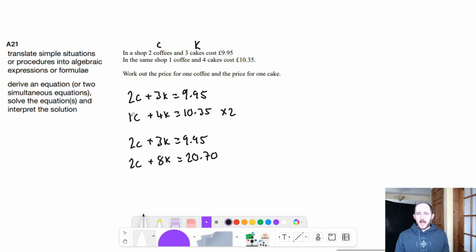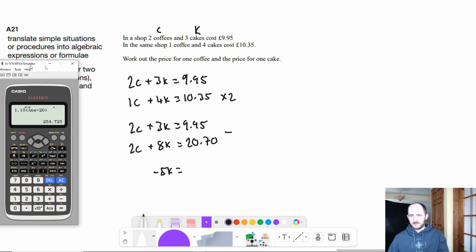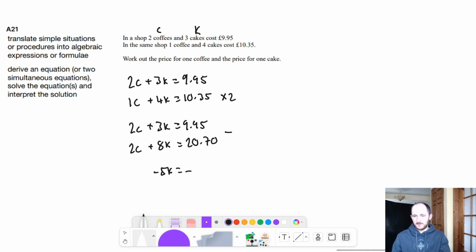Yeah? And now the signs in front are both positive. So I'm subtracting. Remember, same sign subtract, different sign add. Same sign subtract is like an alliteration, right? 2c minus 2c is 0. 3k minus 8k would be negative 5k. And I'm going to use a calculator just in the interest of time, and because I'm just a lazy guy. 9.95 subtract 20.7 gives me negative £10.75. I really didn't need a calculator for that.